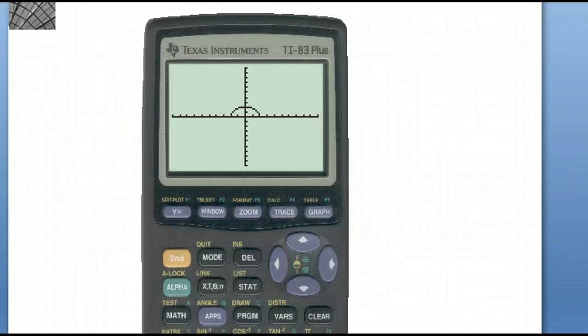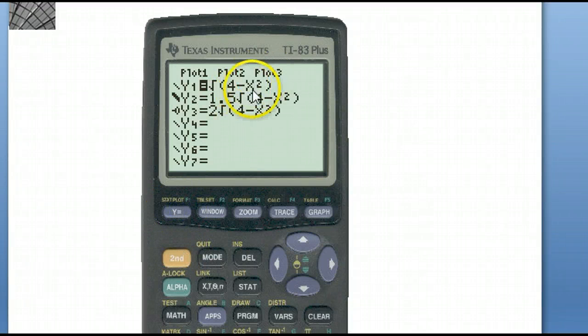We're going to look at some stretches and shrinks. This graph is a function of the square root of 4 minus x squared. I'll show you the formula for that: the square root of 4 minus x squared. I'm going to take that function and multiply it times 1.5. So it's 1.5 times the square root of 4 minus x squared. So I'll go ahead and activate that graph.